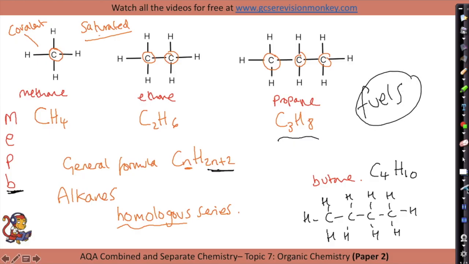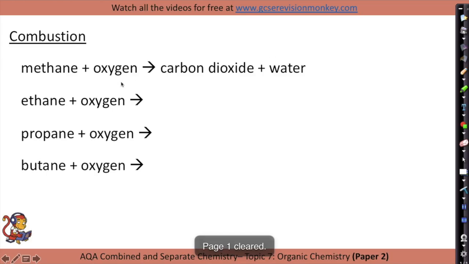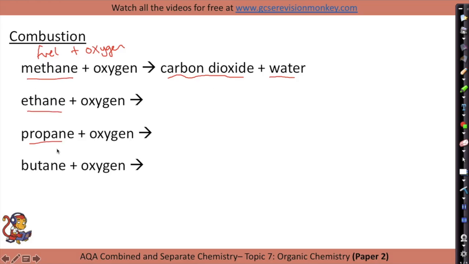That brings us on to the next part where we talk about combustion. Combustion is when we take these alkanes or any other fuels and react the fuel with oxygen. So for example, when you're heating a fuel, it is reacting with the oxygen that is found in the air. And when you do that, you get these products: carbon dioxide and water. And these products are exactly the same whatever alkane you use. So if you have any of these reactions, always the products will be carbon dioxide and water.